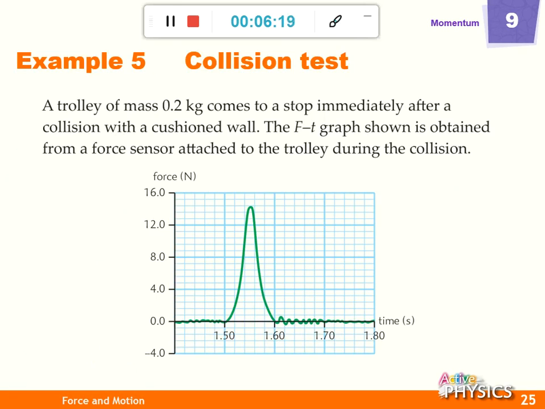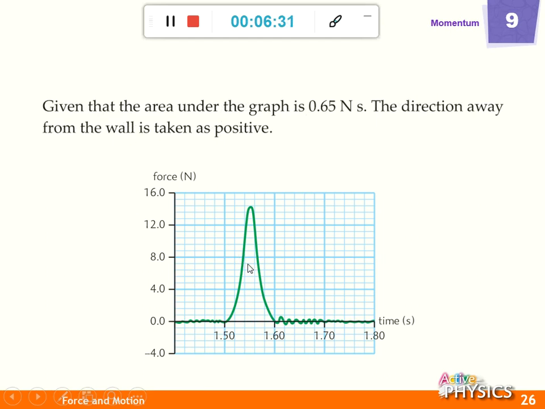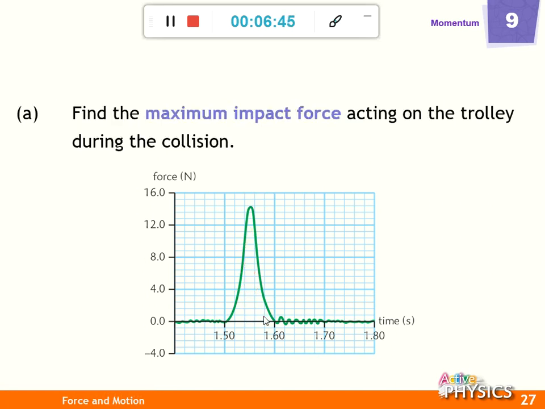Okay, example 5, collision test. Look at this diagram, the F-t graph. The mass is given to you, using the force sensor to get this graph. Given that the area under the graph is 0.65 Newton second, it means this part of the area is given to you. And then find out the maximum impact force.